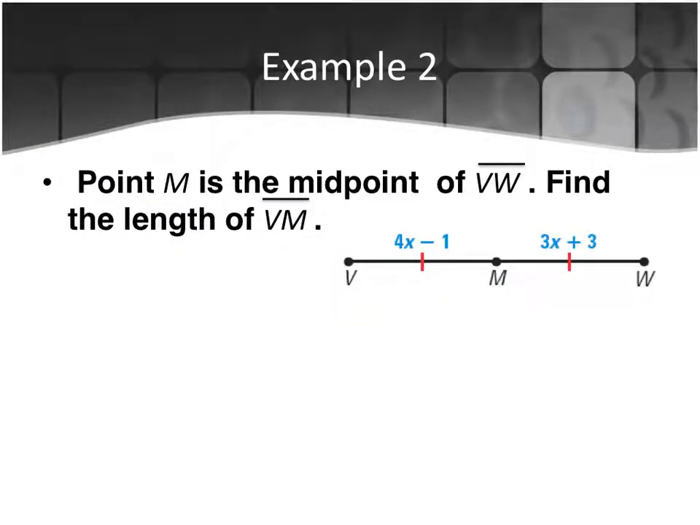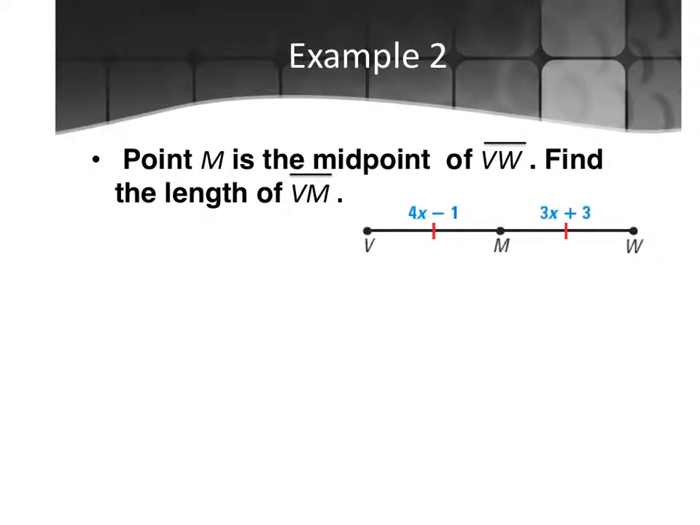Okay, so now it's just a line segment, but this time we have expressions for the lengths. They're telling me that M is the midpoint of VW. Notice also I have those congruency marks. Remember, when we have the midpoint, it creates two congruent segments. So to find the length of VM, we're going to set the two segments equal to each other, solve for x, and then plug it in.